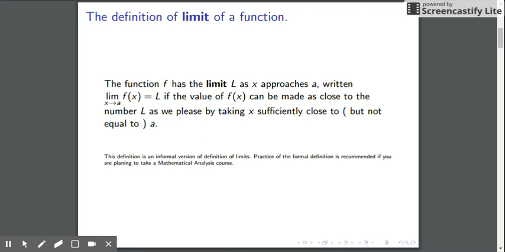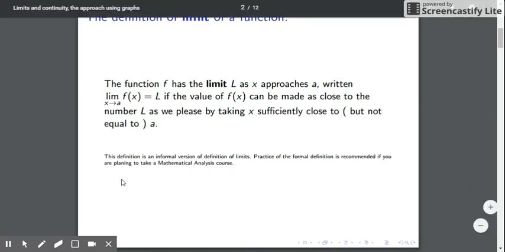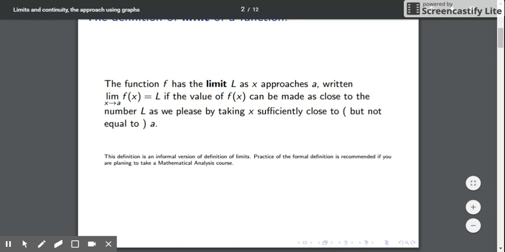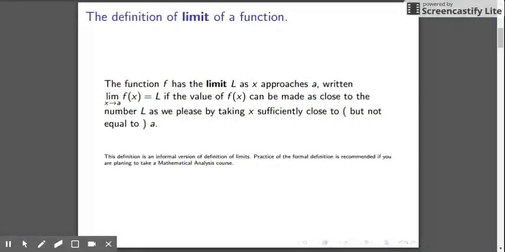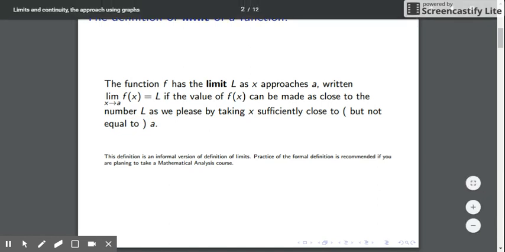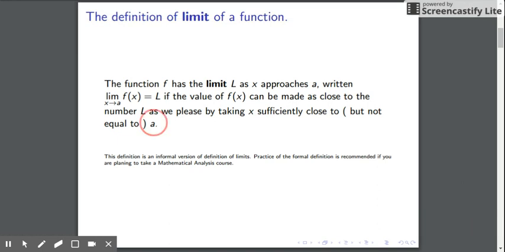The definition of the limit of a function is: the function f has the limit L as x approaches a, written with this notation, lim for limit, x goes to a of f of x is equal to L, if the value of f of x can be made as close to the number L as we please by taking x sufficiently close to but not equal to a.